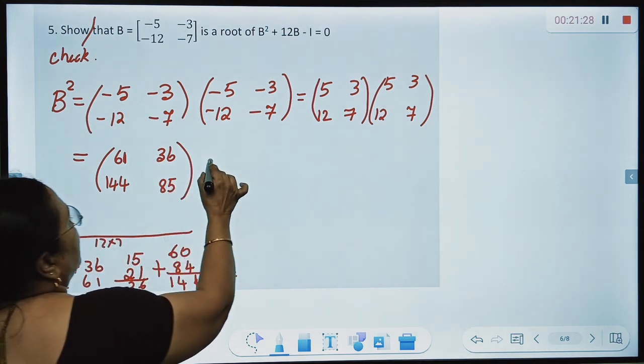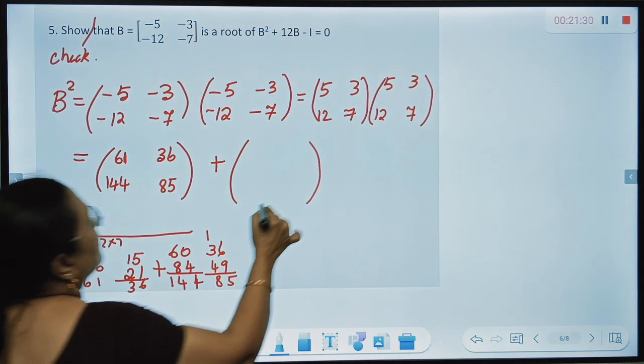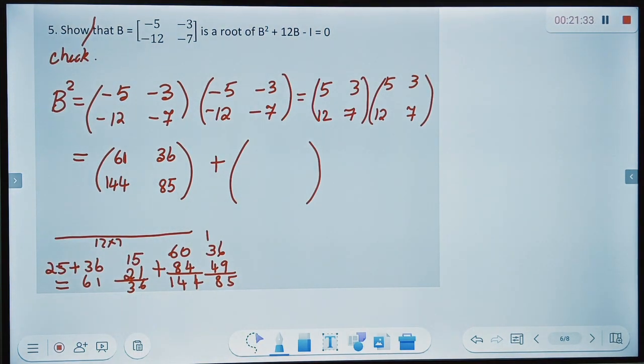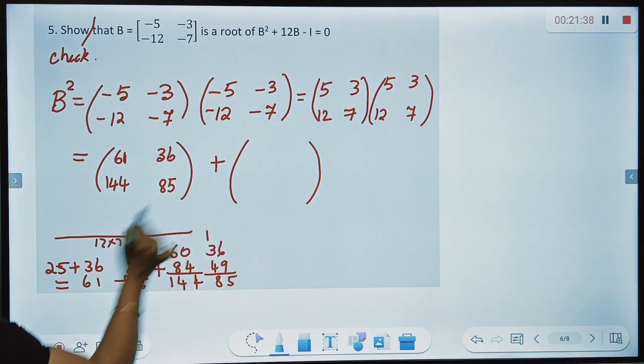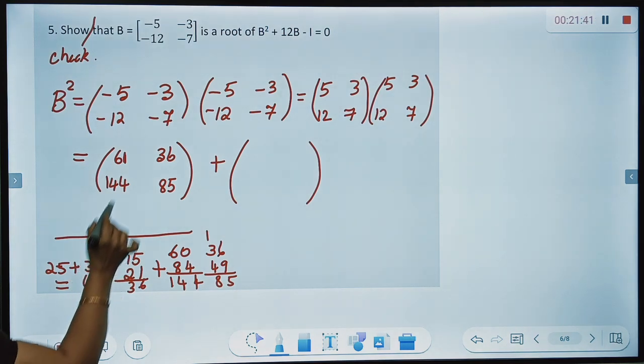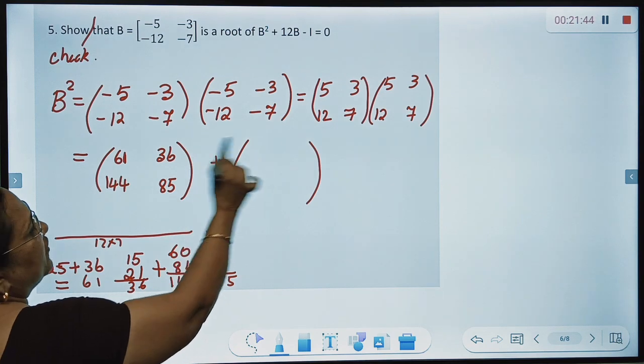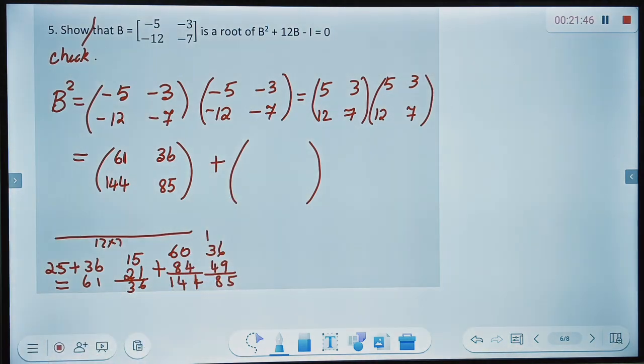Plus 12B. Before I do that, I want to just check this. 25 plus 36 is 61. Then first row, second column: 15 plus 21, which is 36. Then second row, first column: 60 plus 84 is 144. Then we have 36 plus 49, which is 85.